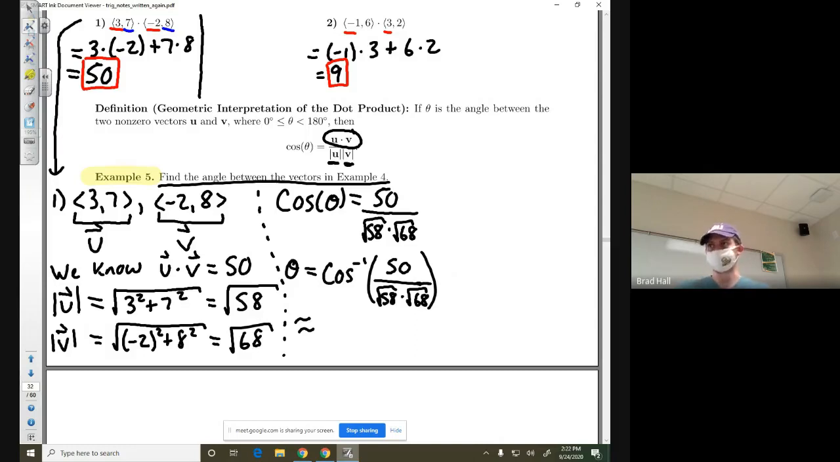So it's just calculator work from here. And I suggest that you do this in the calculator as well, because chances are some of you are going to get this wrong. And I'll tell you why in a bit.